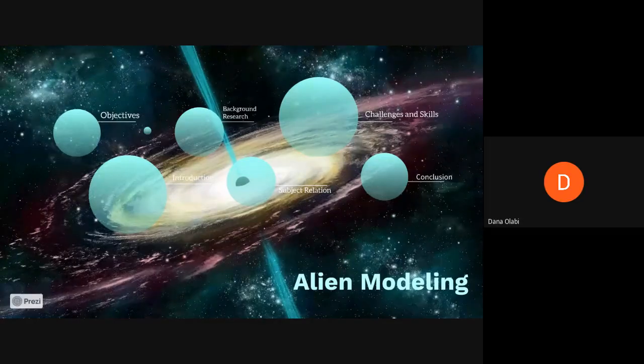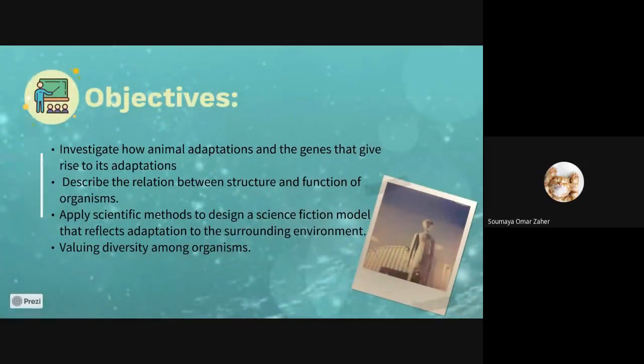Hello everyone, today we will be presenting the project of modeling an alien adapted to Earth conditions. Our objectives are to investigate how animal adaptations and the genes that give rise to them describe the relation between structure and function of organisms, apply scientific methods to design a science fiction model that reflects adaptation to the surrounding environment, and lastly, value diversity among organisms.